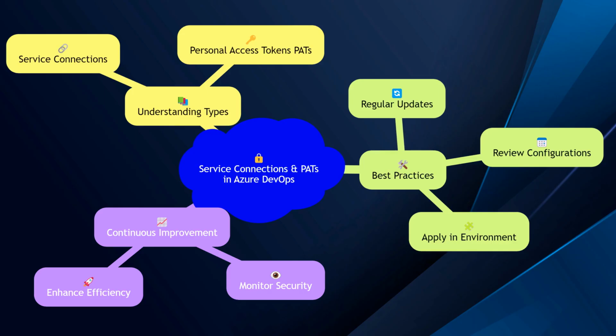In conclusion, implementing and managing service connections and PATs in Azure DevOps is crucial for maintaining security and compliance. By understanding the different types of connections, following best practices, and regularly reviewing and updating your configurations, you can ensure that your DevOps processes are secure and efficient. The next steps involve applying these practices in your own environment and continuously monitoring and improving your security posture.